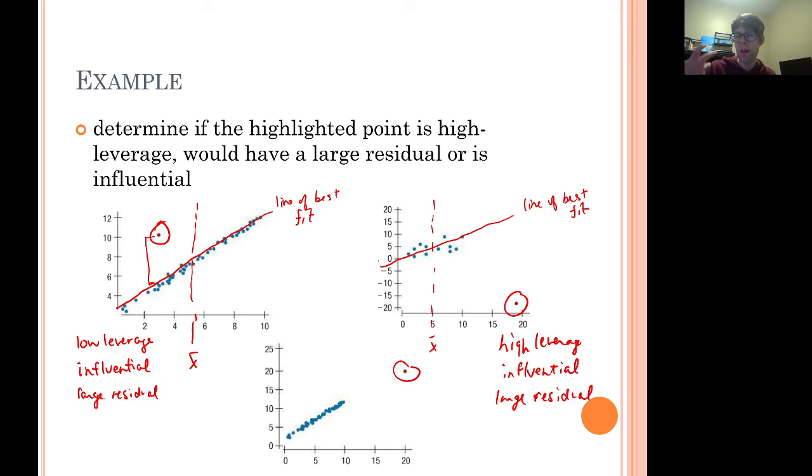And the easiest way to check that is to remove that point, go through that process of looking at the new and updated model and compare the new slopes and new r squared values that we get. I would suspect that this is going to have a pretty big influence. Okay, let's take a look at this last one.